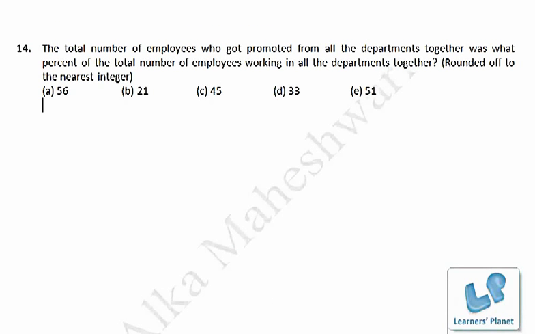Now the total number of employees who got promoted from all the departments together was what percentage of the total number of employees working in all departments together? Friends, not even paperwork is required. Total number of employees were 3,600 and the persons who got promoted was 1,200. So that's precisely 1/3, or we can say 33%.